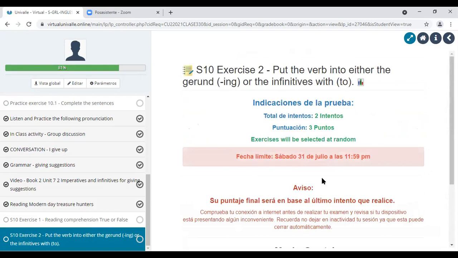It goes for 3 points as well. You will have the same day to be available, and you will also have two attempts, okay?